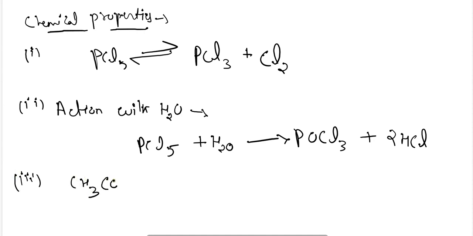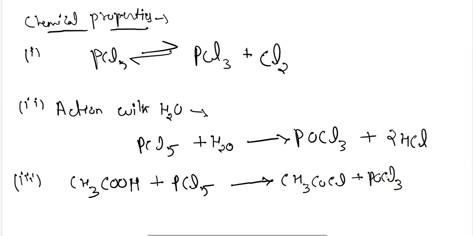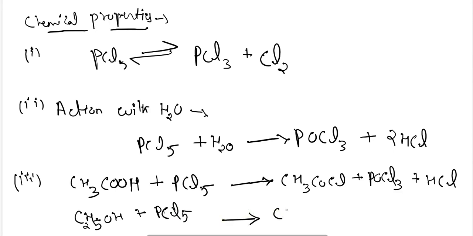CH3COOH plus PCl5 means a reaction of phosphorus pentachloride with organic compounds. Here we will produce acyl chloride, phosphorus oxychloride and hydrochloric acid. With alcohols, C2H5OH, the replacement of the hydroxyl group with chloride will take place, forming ethyl chloride, phosphorus oxychloride and hydrochloric acid.